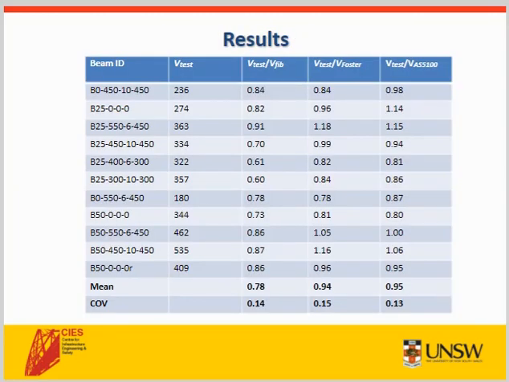This table shows the results of the 3 models, and just drawing your attention to the bottom of the slide, we can see that we're getting very good correlations with the AS5100 and Foster models, and we're a little bit off with the FIB model.